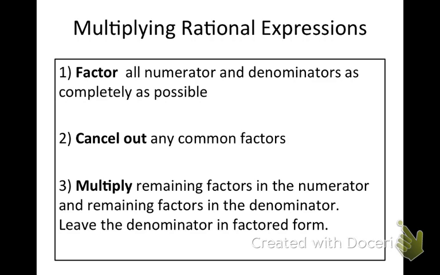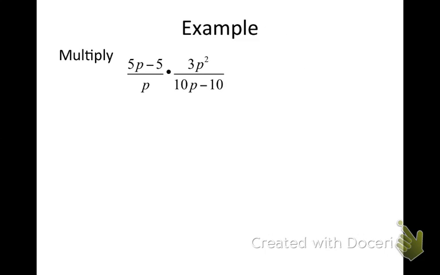Are you ready? Okay, so here's our first example. So I have two rational functions, or rational expressions, I guess, being multiplied together. So if we have 5p minus 5 all over p times 3p squared all over 10p minus 10.